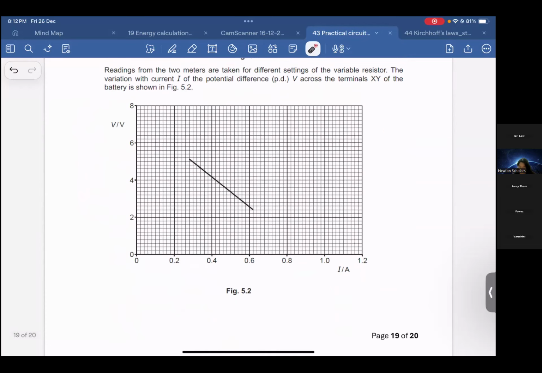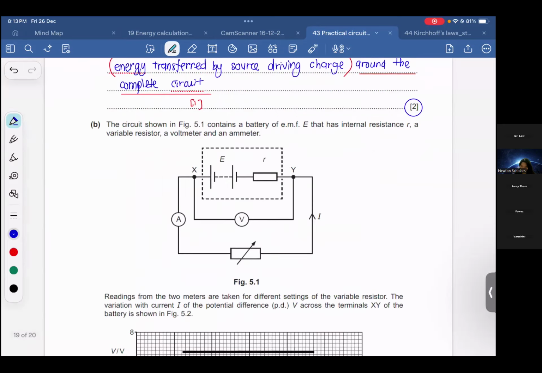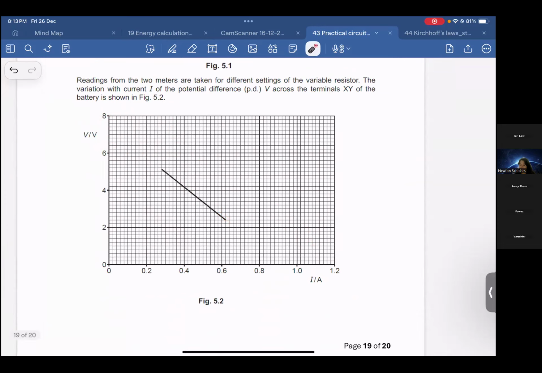Okay, so this is figure 5.2. Next, explain why V is not constant. Why not constant? Why not like this? If it were, V would be constant. Why not? Here it is easy. Because what? Inside we have internal resistance. The V starting here is the EMF, but the V will continue to drop. It's because some voltage is given to the internal resistance, because inside we have internal resistance.